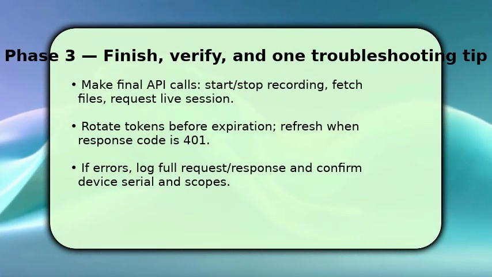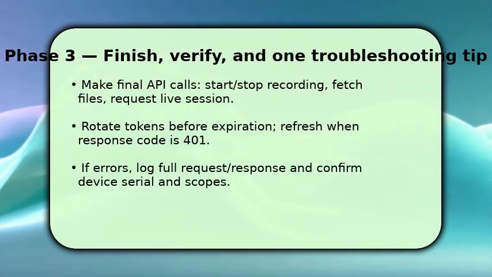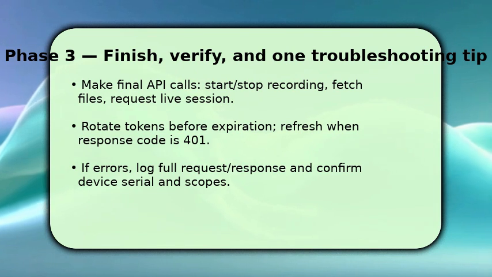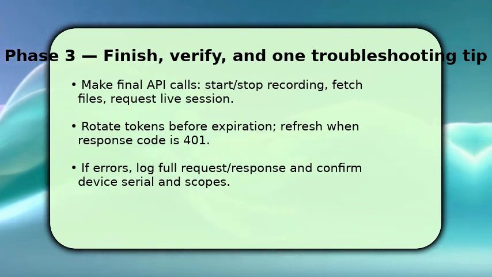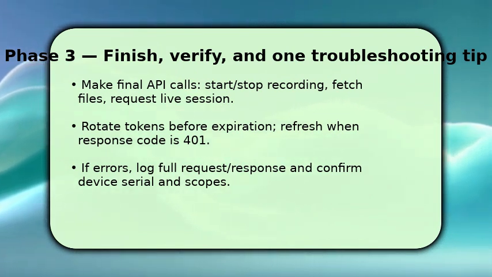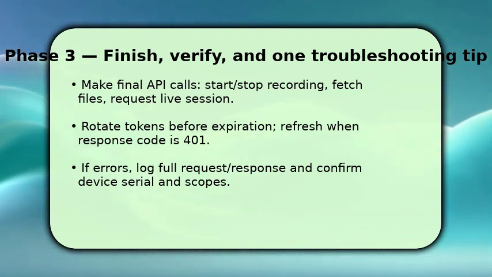Finally, perform the action calls you need. Start or stop recording, request a live session, or download recorded files using the camera ID and stream path you found. Once completed, rotate and refresh tokens before they expire to avoid unexpected failures.